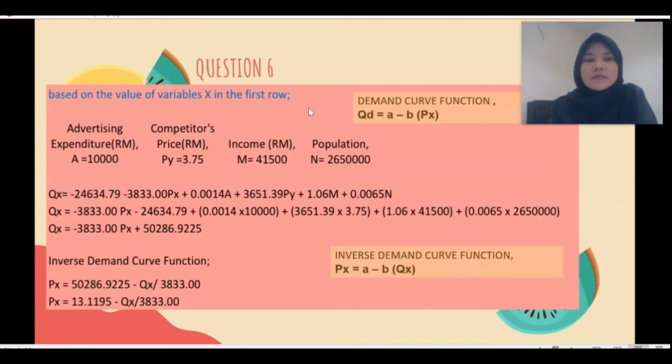Question 6. Based on the value of variable x in the first row of our data set, we use the values of advertising expenditure, competitors' price, income, and population. Then we substitute them into the demand equation to derive the demand curve function. And our demand curve function is 50286.9225 minus 3833.00 PX. And for the inverse demand curve function, we get 13.1195 minus QX over 3833.00.